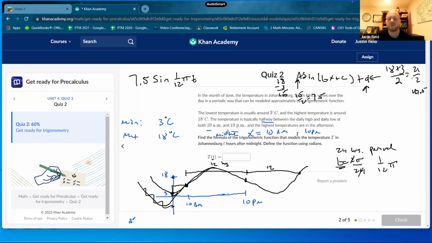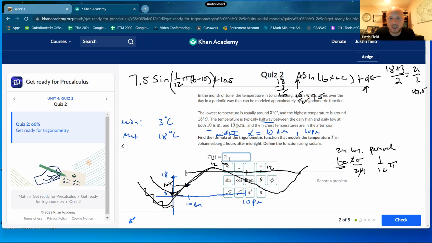10.5. So we're going to add 10.5 to get our midline. That's where that happens. And the last thing we need to talk about is the shift, the phase shift. So we can see it has a right shift of 10. So we're going to do t minus 10.